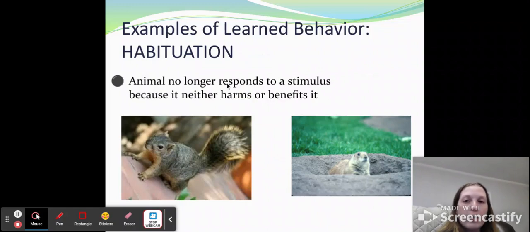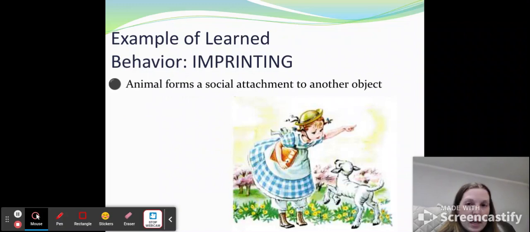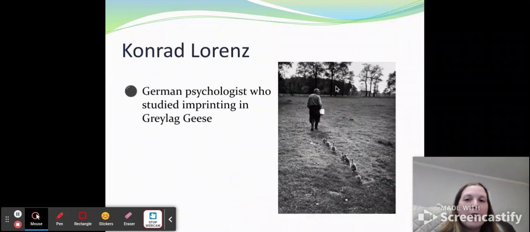One learning behavior is habituation, which is where an animal no longer responds to a stimulus because it neither harms nor benefits it. Imprinting is another learned behavior, and this is where animals will form social attachments to another object. So there is this man, Konrad Lorenz, who was a German psychologist, and he imprinted on graylag geese, and they just followed him everywhere. Like they thought he was the mom. If you've ever read the book Are You My Mother, it kind of is like that when it comes to imprinting.